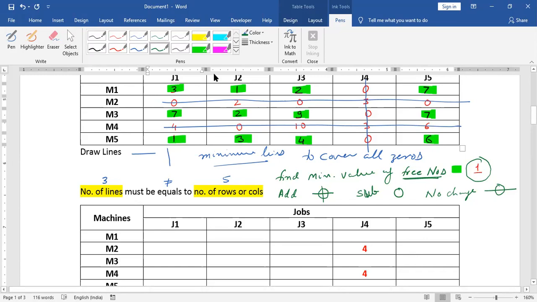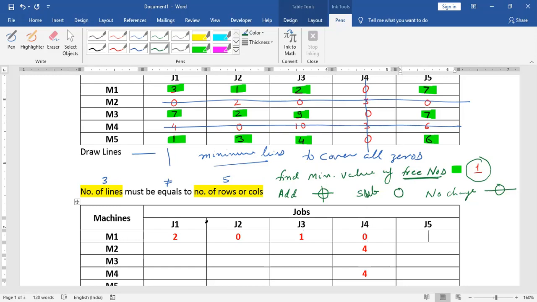So what you will do, you will subtract 1 from it, because you can subtract from free numbers. You can subtract from free numbers. So subtract 3 minus 1. So 3 minus 1 is what? 2. 1 minus 1 is what? 0. 2 minus 1 is what? 1. 0, we have a line on 0. That means the number remains the same. 7 minus 1 is 6.